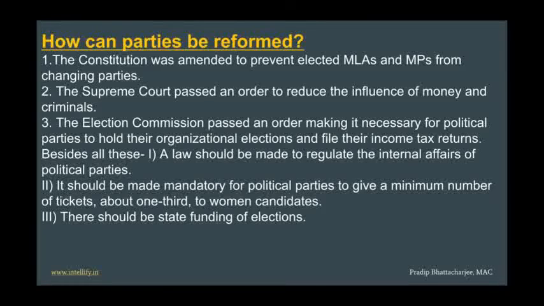It should be made compulsory for political parties to maintain a register of its members. It should be made mandatory for political parties to give a minimum number of tickets, about 1/3, to women candidates. There should be state funding of elections. The government should give parties money to support their election expenses. Although the last mentioned suggestions have not yet been accepted by political parties.